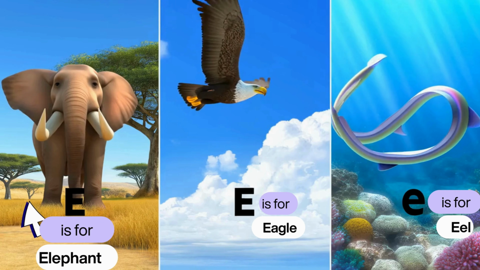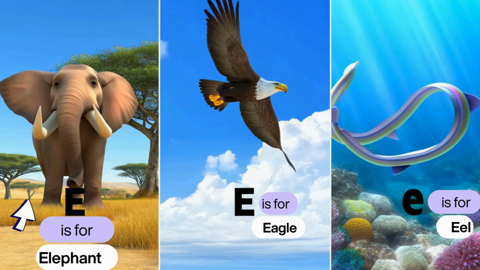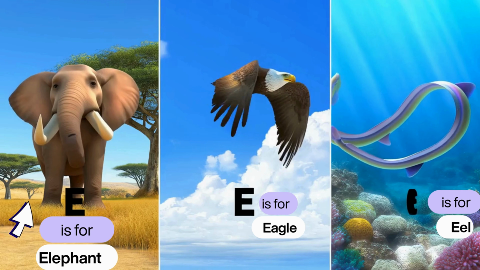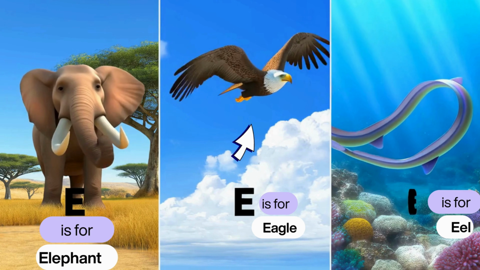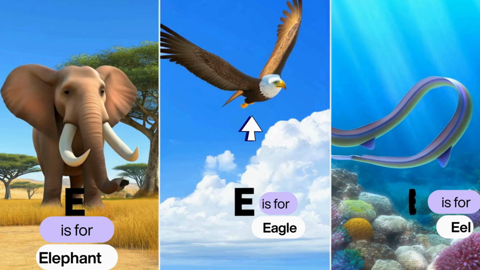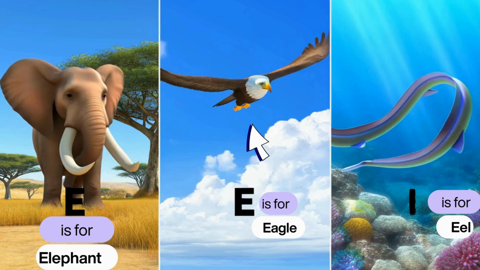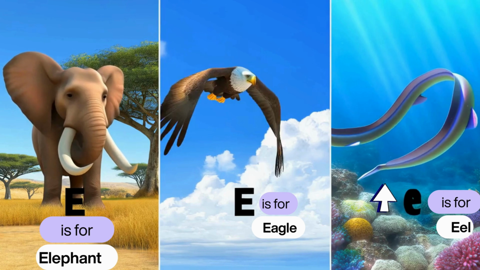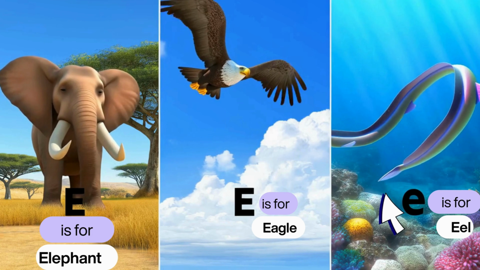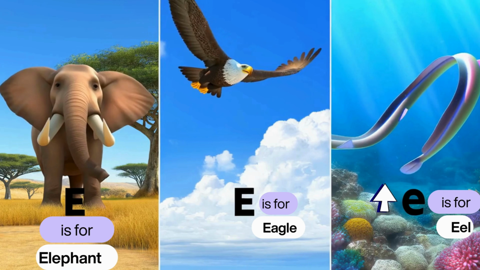E is for elephant, a huge elephant with long tusks. E is for eagle, an eagle soaring in the sky. E is for eel, a slippery eel swimming in the water.